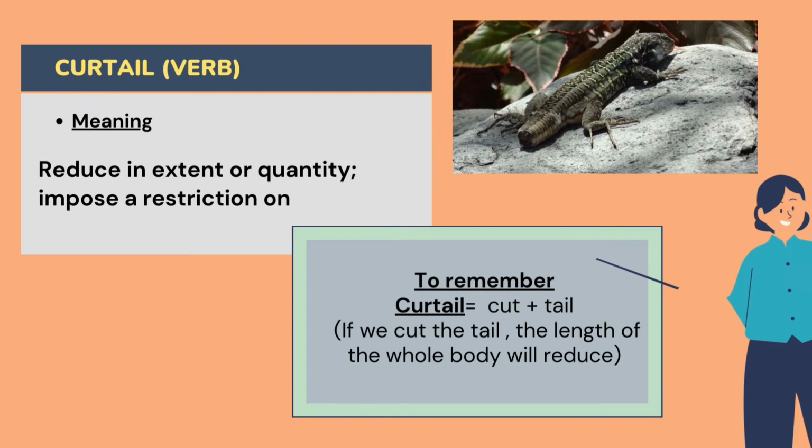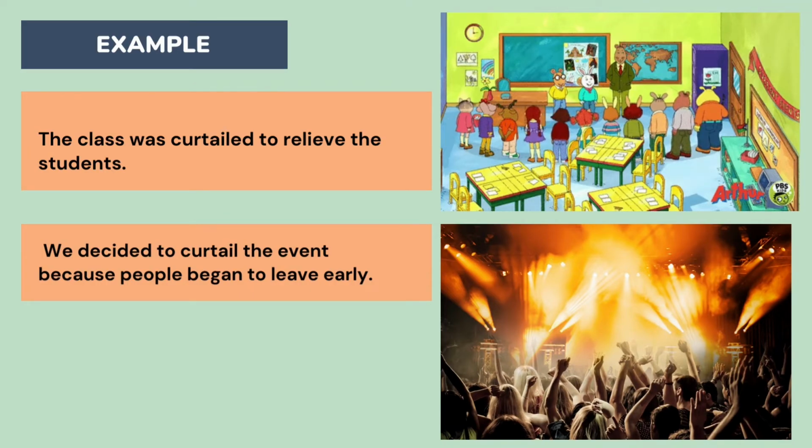You can also see in the illustration that the tail of the lizard has been cut down and its length is reduced. So the lizard had been curtailed. The examples are: the class was curtailed to relieve the students. This means that the class was shortened. The time of the class was lessened in order to give relief to the students, to relax the students, to give them free time. You can also see in the illustration that the class has ended and the students are enjoying.